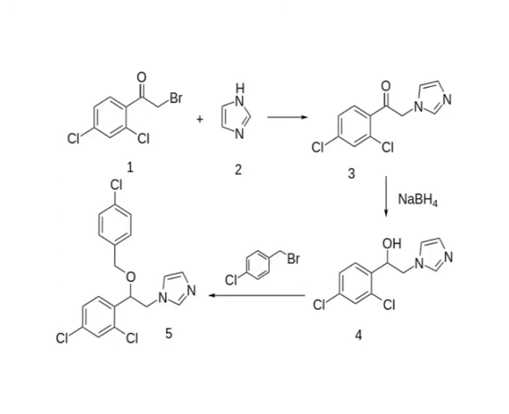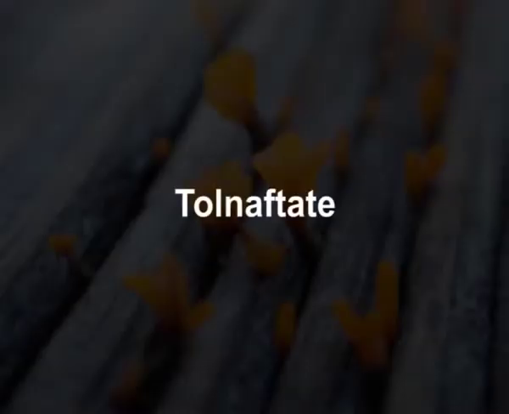Now the synthesis. Alkylation of imidazole with bromoketone prepared from o,p-dichloroacetophenone affords the displacement product. Reduction of the ketone with sodium borohydride gives the corresponding alcohol. Alkylation of the alkoxide from that alcohol with parachlorobenzyl chloride leads to econazole. Alkylation with ortho-para-dichlorobenzyl chloride gives miconazole.